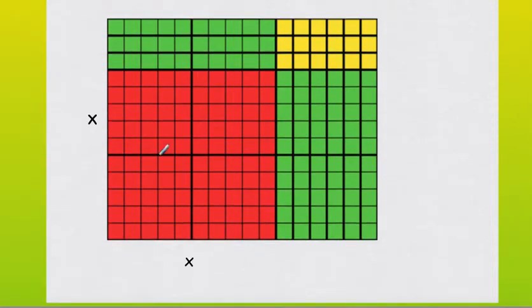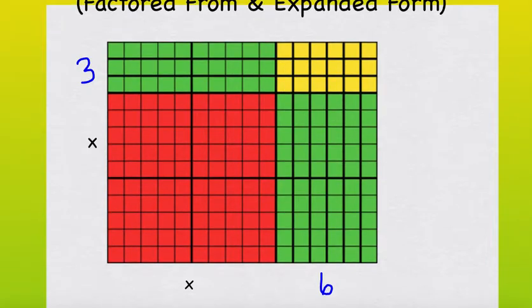So here we have our rectangular model, and we know how to find the rest of the pieces. So let's go ahead and do that. They gave us that this square is x, the length is x. We know that there's 3 up here. When we count these, we know that there's 6 here, okay? And now we can go ahead and fill in the rest of the model.